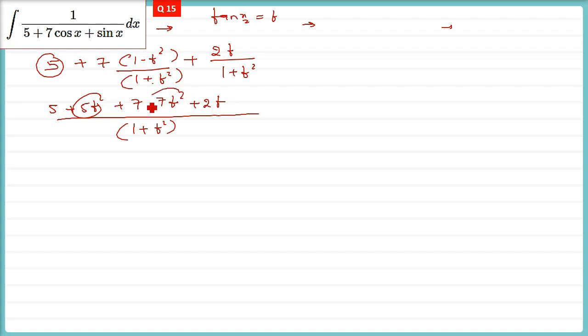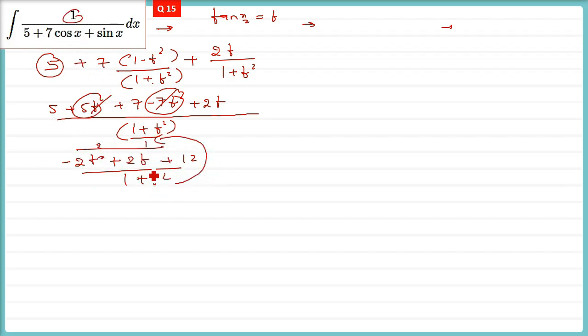What do you get? 5t square minus 7t square will be negative 2t square. It's actually negative 2 tan square x by 2. This gets cancelled. Now 2t you can write, and 5 plus 7 is 12. Now this is the denominator, because we already have 1 plus tan square x by 2 in the denominator. And this all is denominator because 1 is already upstairs. So this 1 plus tan square x by 2 goes up. This will form sec square x by 2, because 1 plus tan square x by 2 is obviously sec square x by 2. Now the integration will become something like this: minus 2 tan x by 2 plus 2 tan x by 2 plus 12.